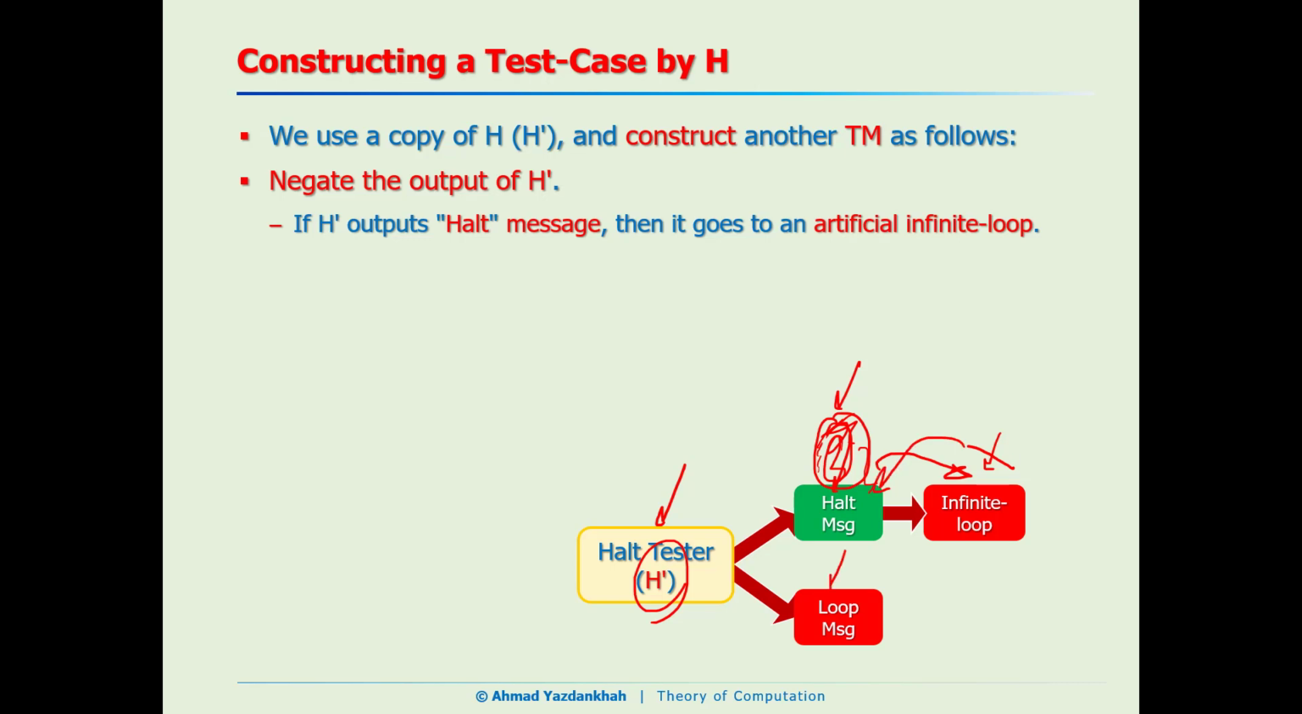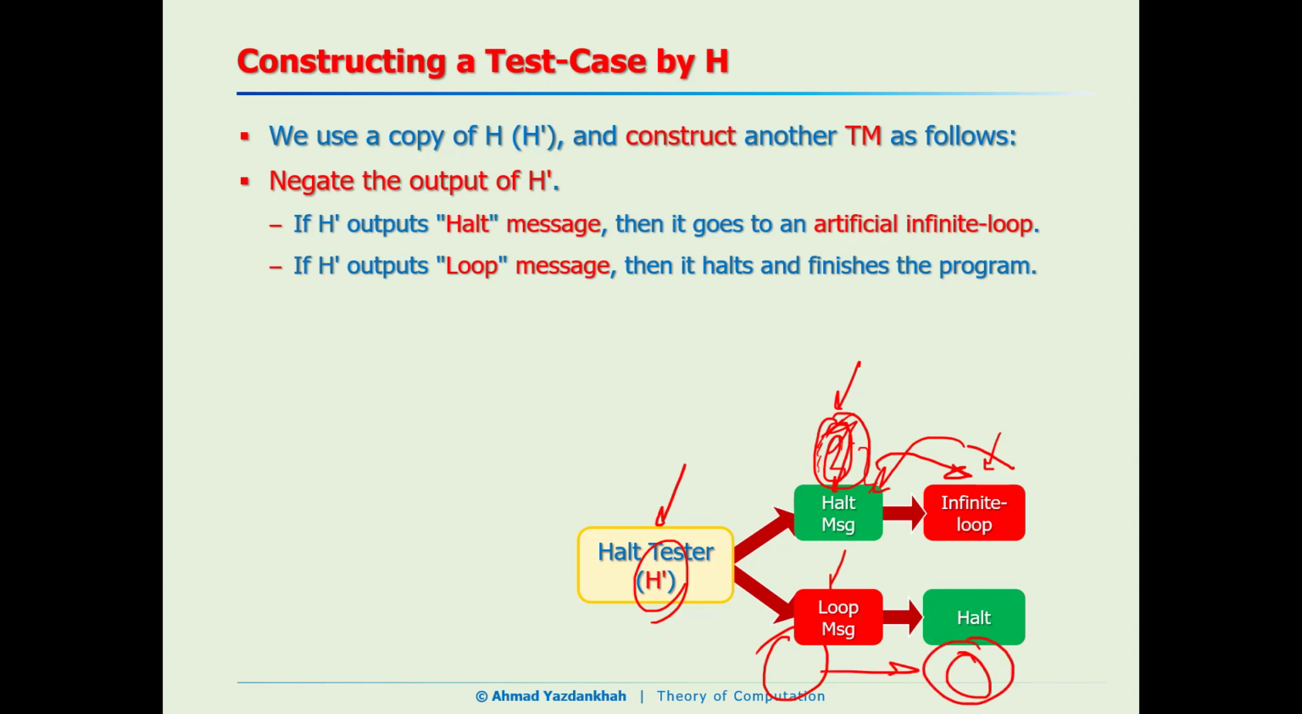I negate this one as well. How can I do that? It was a regular state. I just make it an accepting state. So, in fact, if the machine H prime, which is equivalent to H, halts in an accepting state, now it goes to an artificial infinite loop. And if it shows the loop message, it goes here, then we turn it to an accepting state and it will be accepted. So in fact, we negated these two outputs.